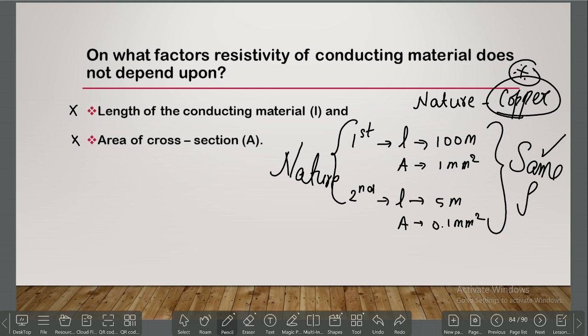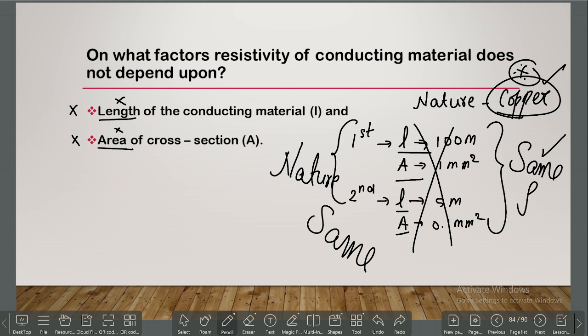As I said earlier, resistivity does not depend upon the length. Whatever the value of length and area of cross section may be, it does not depend upon them. It depends only upon the nature as well as the temperature. Since both the wires are made up of copper, the resistivity of both the wires, that means the first wire and second wire, is going to be the same.